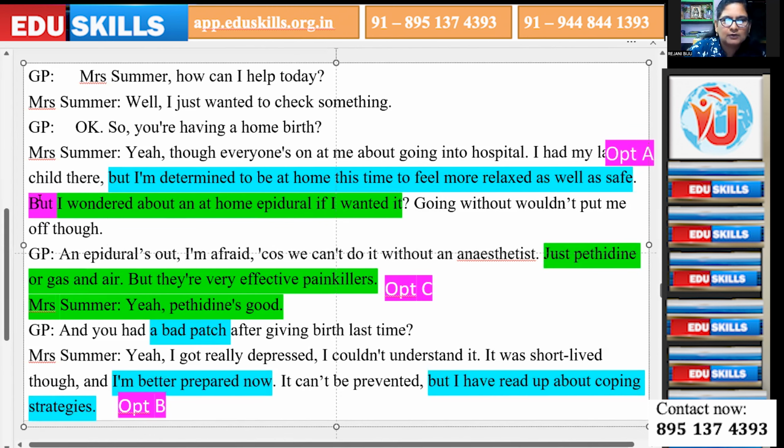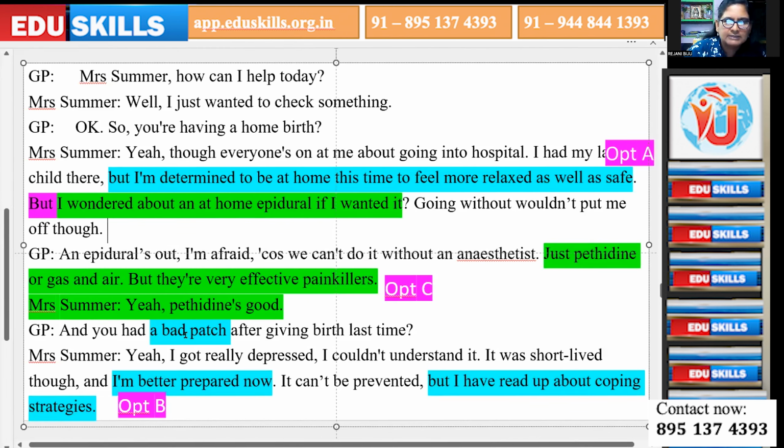Again, there's a contrast word used: "But I wondered about an at-home epidural if I wanted it." Epidural means she's asking about the painkiller, right? And the GP told her an epidural is out, "I'm afraid," because without an anesthetist we cannot give an epidural at home. It's not possible. Then he suggests just pethidine or gas and air, which are very effective painkillers, and she is agreeing to that. Yeah, pethidine is good. So that is option C.